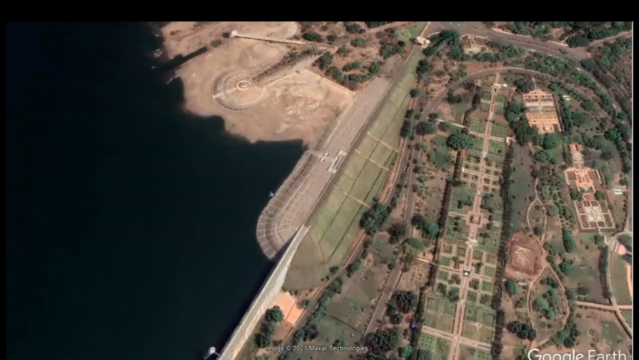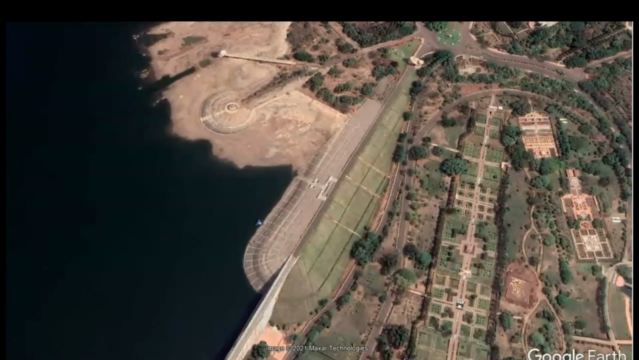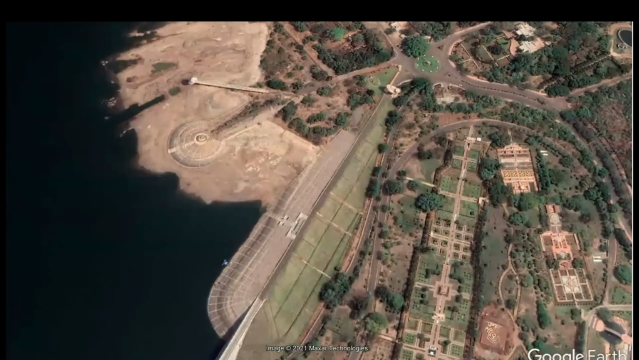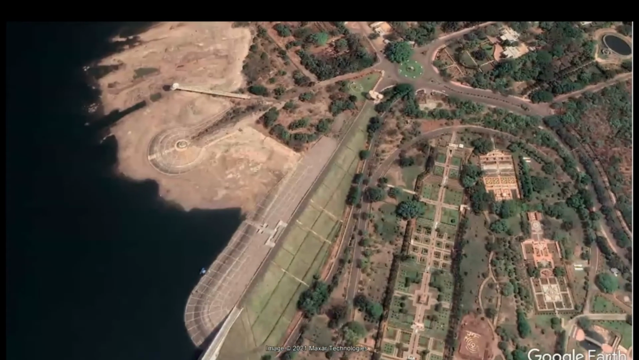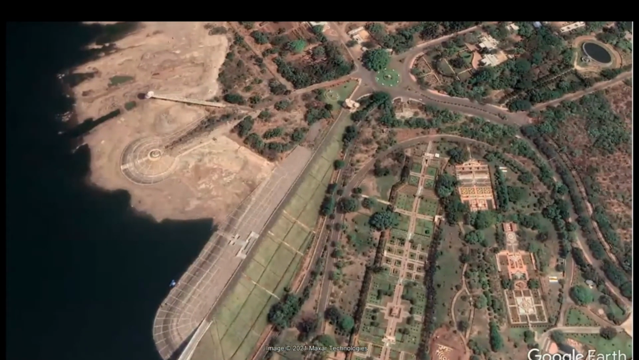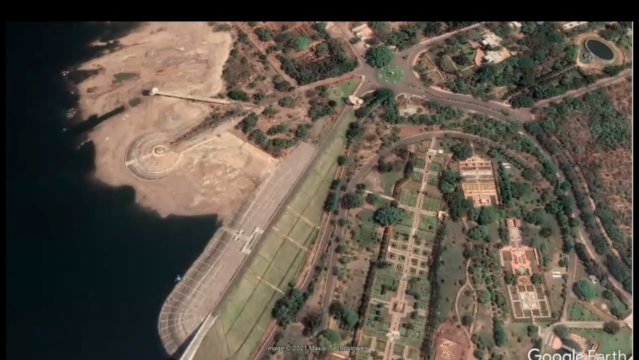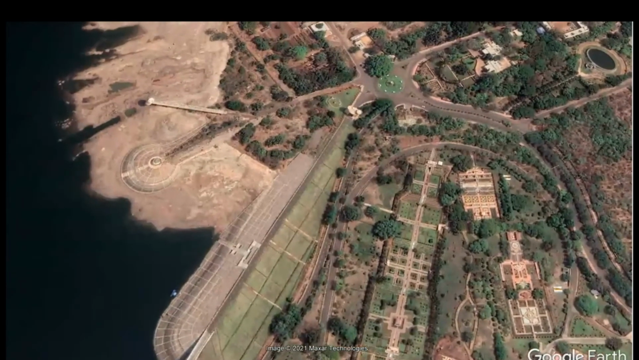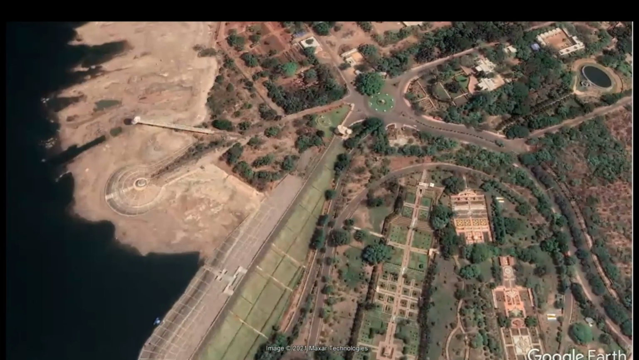To make sure the water flows in case of excess discharge, we create openings in the body of the dam. So the water which is stored beyond the necessity, or beyond the maximum level, will start flowing through these openings towards the downstream side. So this is the spillway and non-spillway portion.